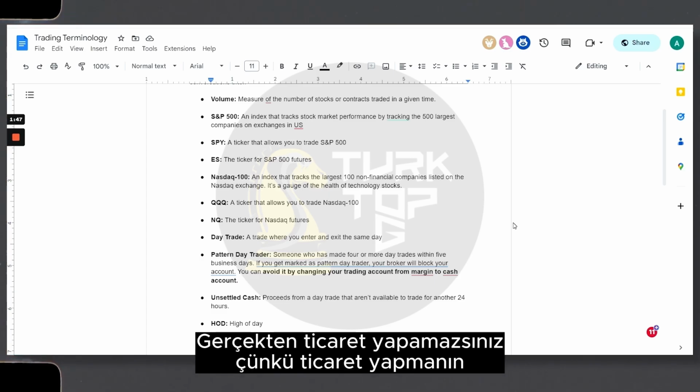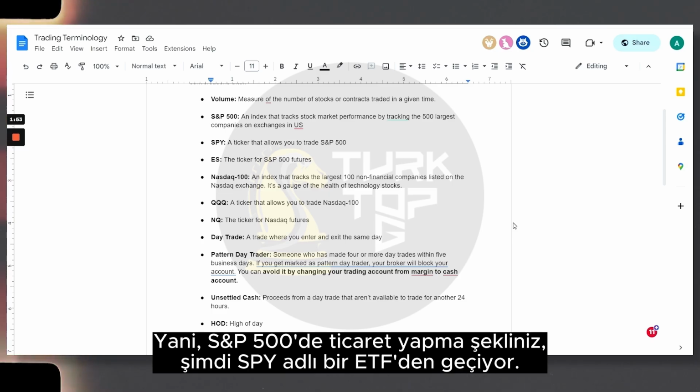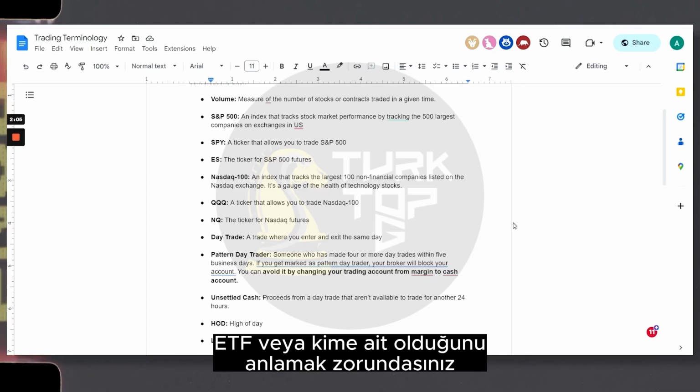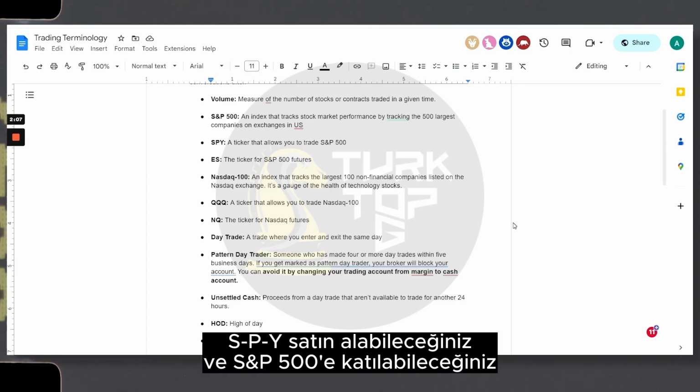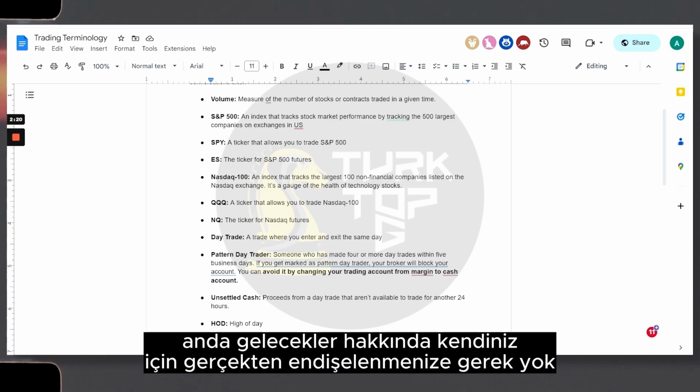Now, given that it's an index, you cannot really trade it. It's just a calculation, right? So the way you trade the S&P 500 is through an ETF called SPY. Now, you don't really need to understand the intricacies of ETF or who owns that. You just have to understand that you can buy SPY and participate in S&P 500. Then you have ES, which is S&P 500 futures. That will come later. You don't really have to worry about futures right now.